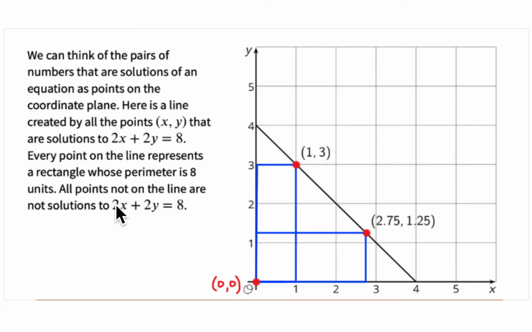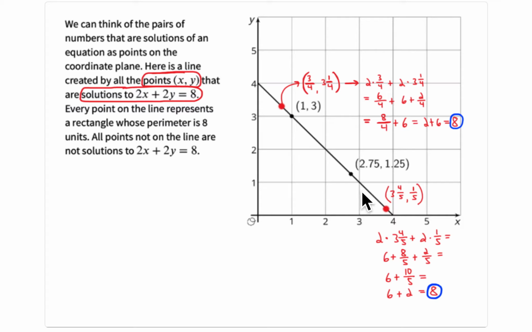They go on to say that all the points not on this line are not solutions. But we're going to look at a few more examples of points on this line. So let's look at that. Here's a couple of other points. Now what this is saying is that I can select any point on this line that I want.